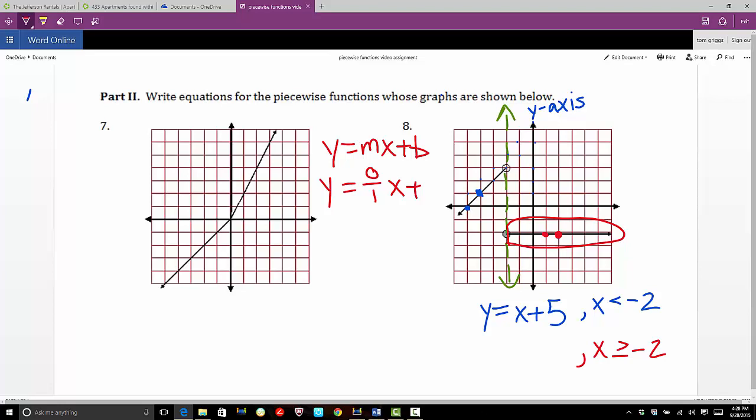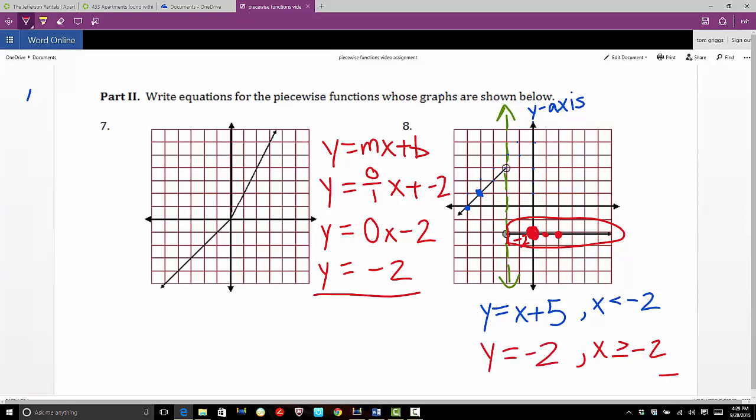And then the b, the y-intercept, you can clearly see the y-intercept. It crosses right here at the point 0, negative 2. So the y-intercept is negative 2. So this becomes y equals 0x minus 2. But 0 times x, we don't need to write that. 0 times x is just 0. So the equation of that line is y equals negative 2. And there's our answer to number 8.